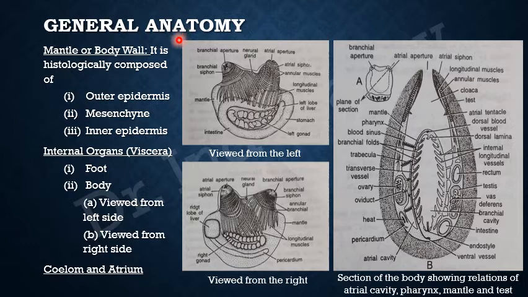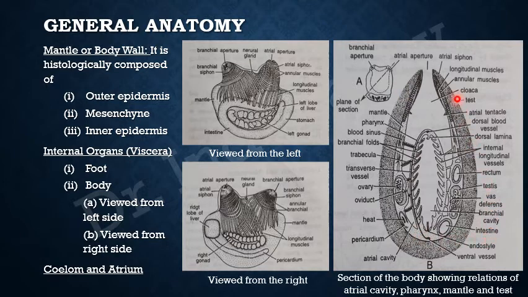Now in general anatomy you can see there are three parts: mental or body wall, second is the internal organs, and third is the coelom and atrium. So let's begin with mental or body wall. It is histologically composed of three layers, and before this we have to know the exact location and the position of the mental. So for this you will have to observe this diagram.